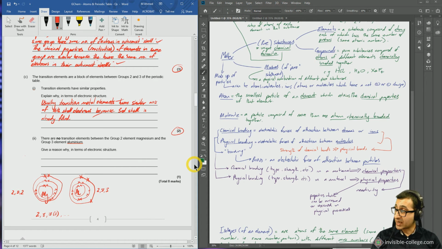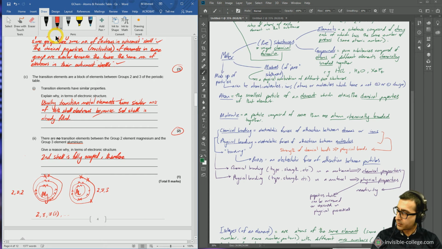And if you're going from 2 electrons in the third energy level to 3 electrons in the third energy level, there can be no elements in between. That's the reason. So we can say that the second shell is fully occupied.